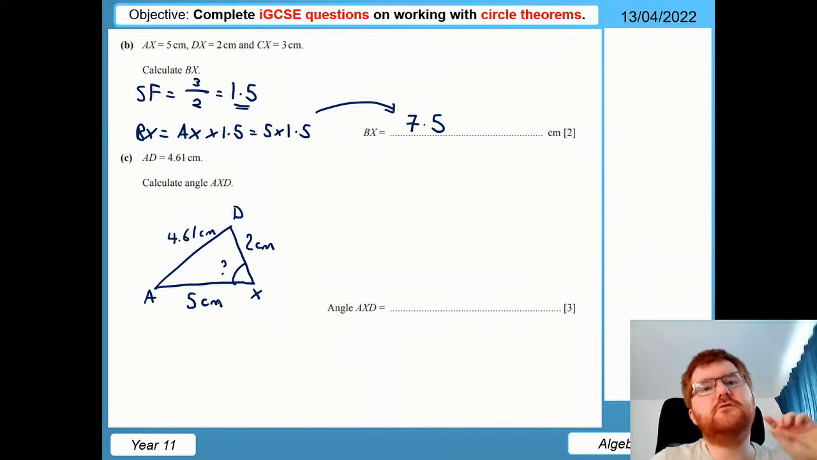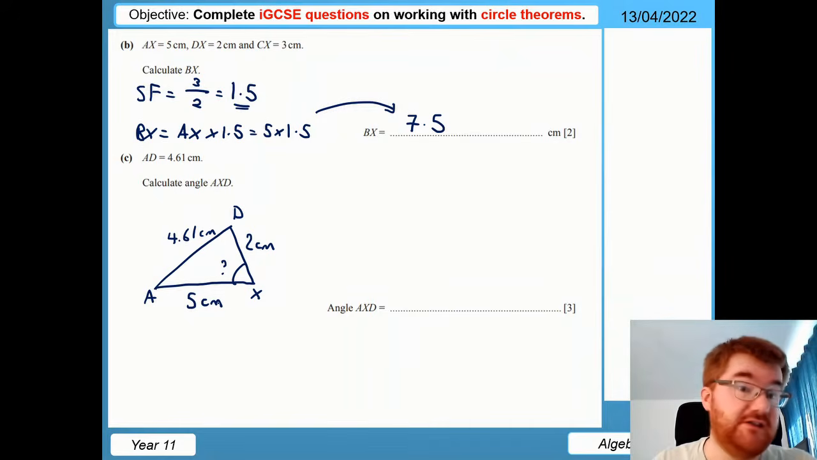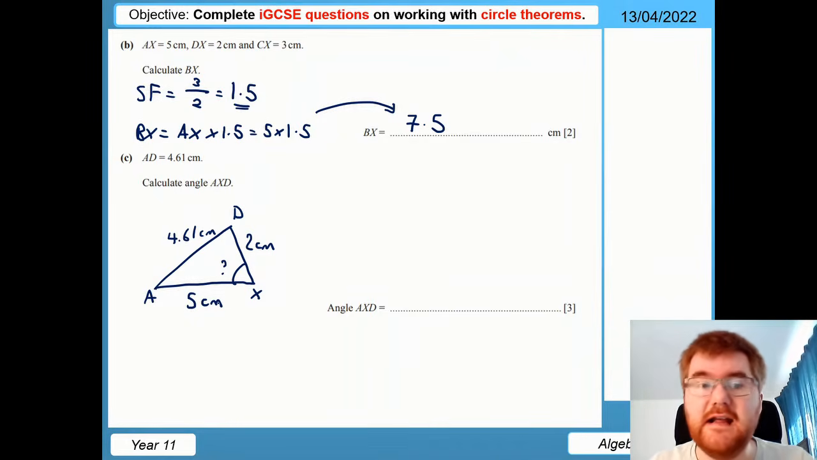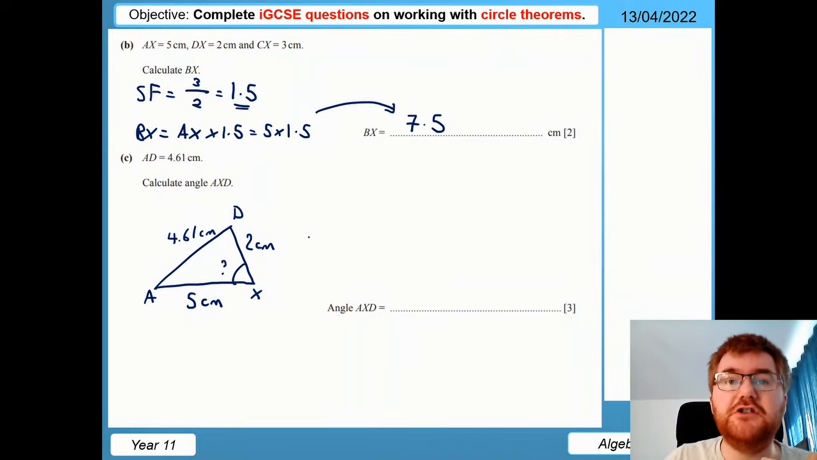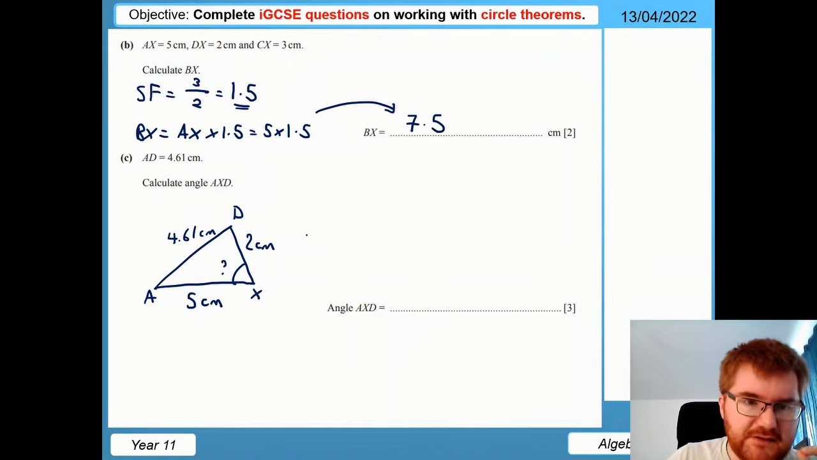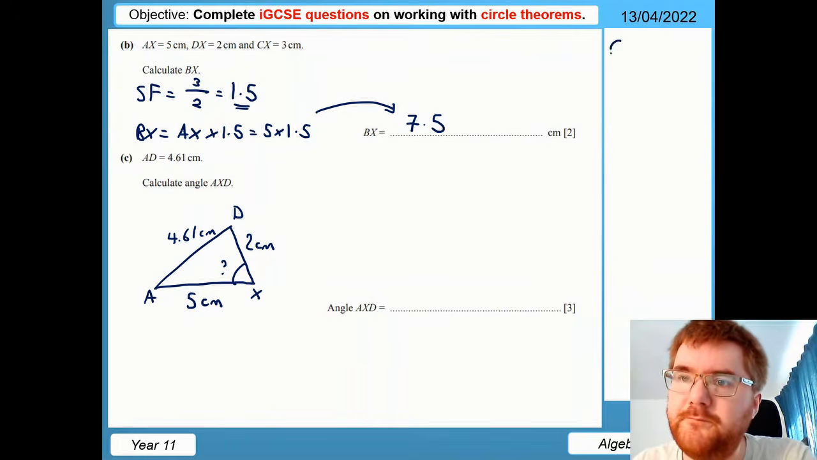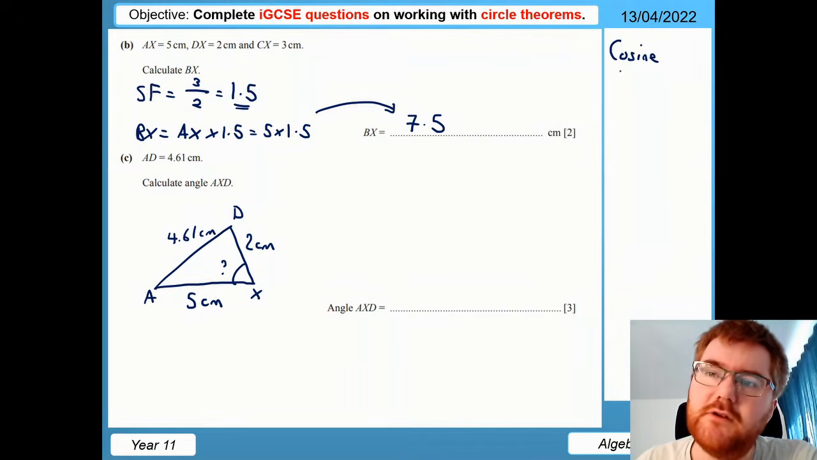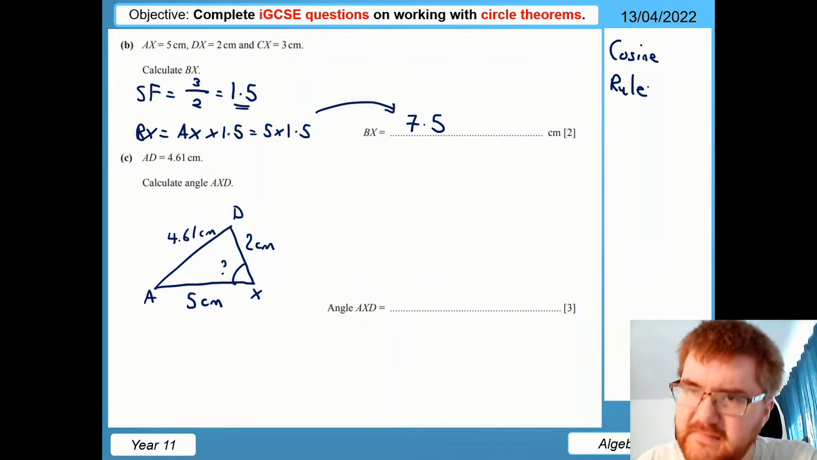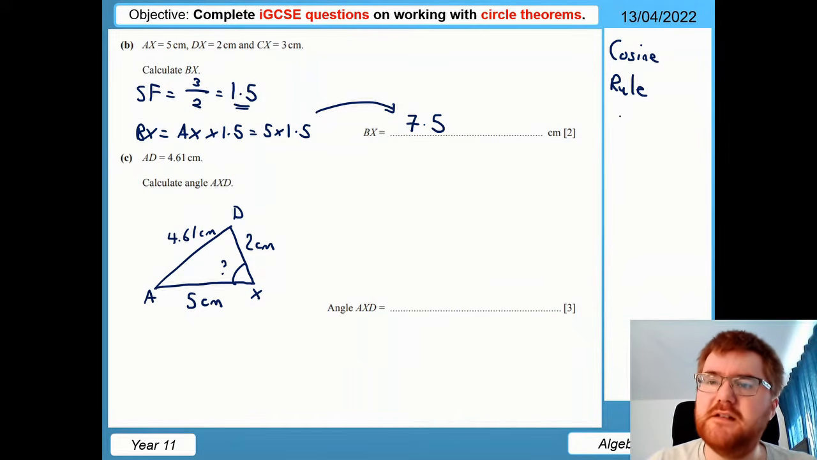And one of the things that students do find tricky on, say, a circle theorem question, I'll put that in the category, is realizing when to actually use other areas of mathematics. And as soon as I see this, I see 3 sides, and I'm looking for a missing angle. And as soon as I hear that in my mind, I'm thinking the cosine rule. We haven't talked about trig really at all in this video so far, but this cosine rule applies when you have 3 sides and you want to find an angle.